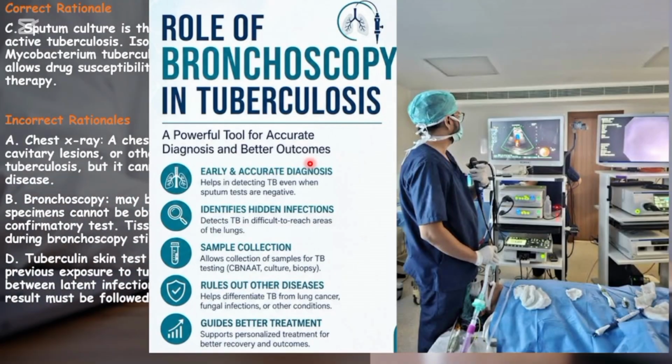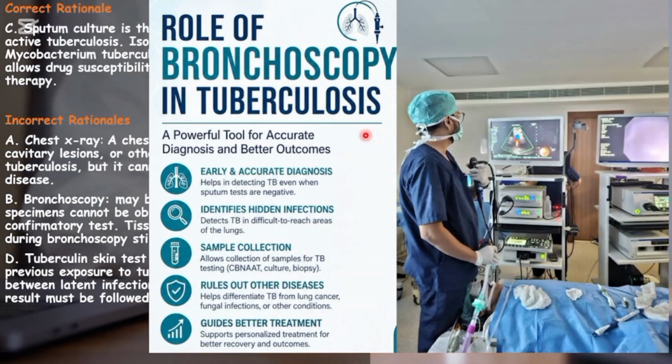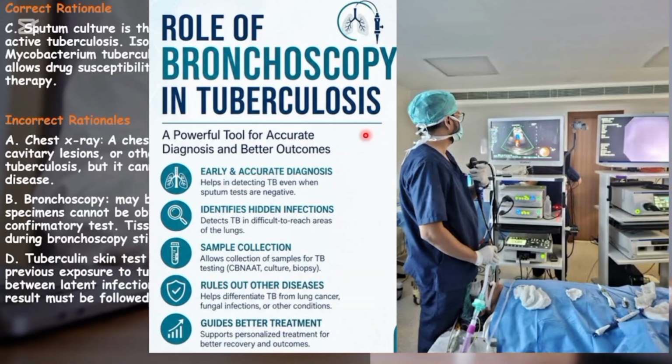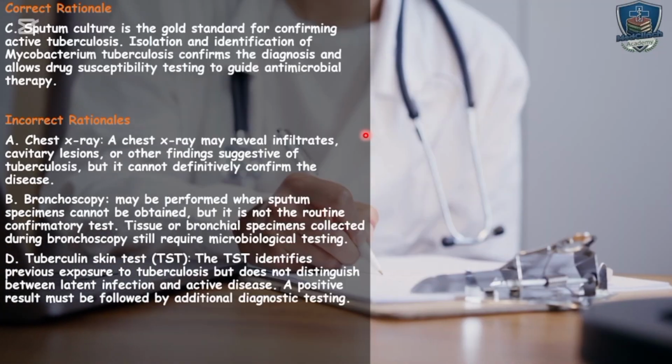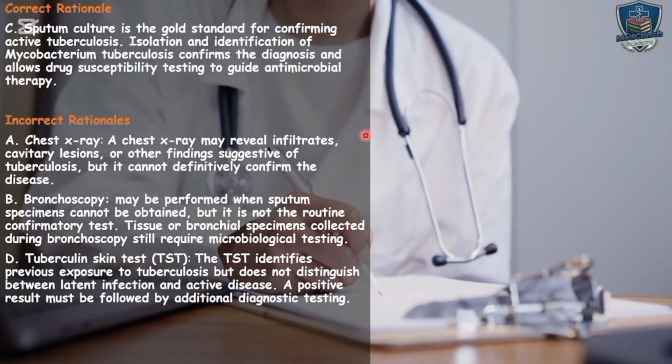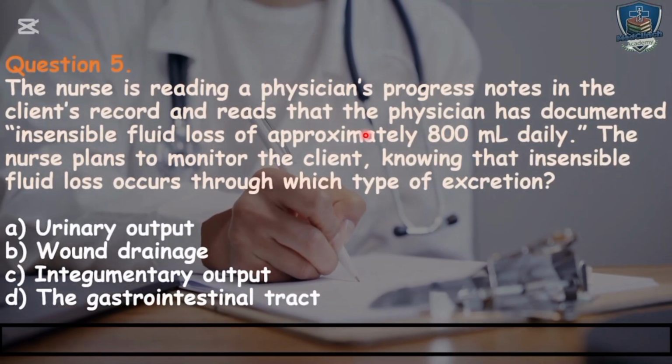I've explained how a bronchoscopy is being done. It's very good, especially when it comes to culture or biopsy. When you want to take a sample from the bronchial airway, it's always done as an invasive procedure, but it's not a routine for TB. So that being said, let's proceed to question number 5.